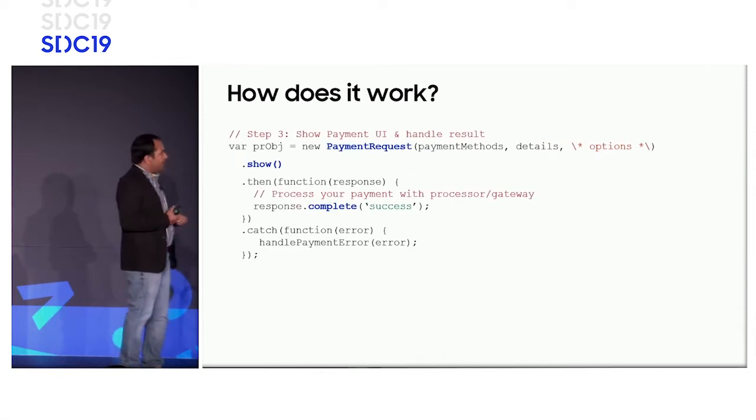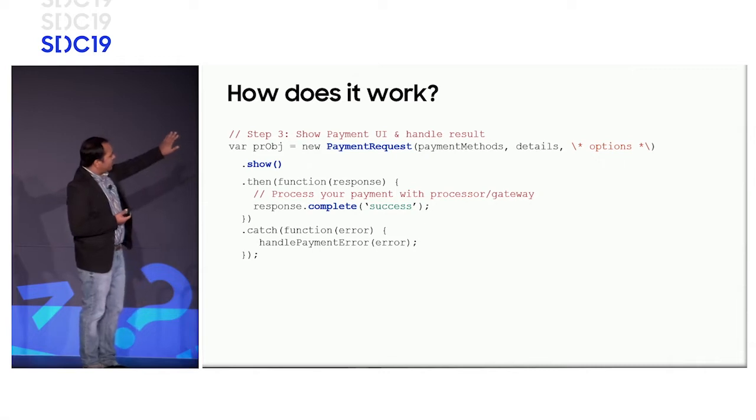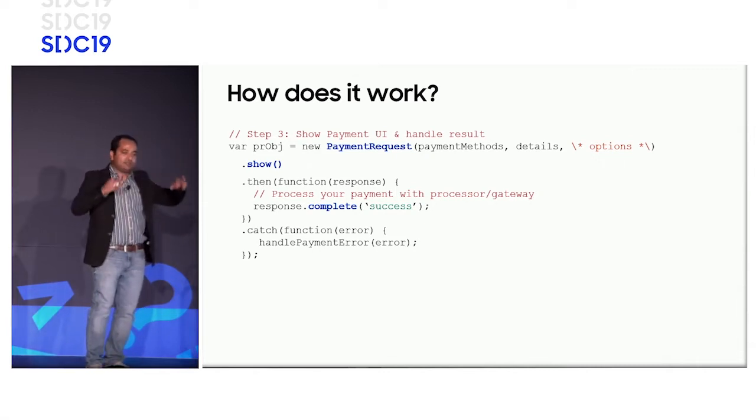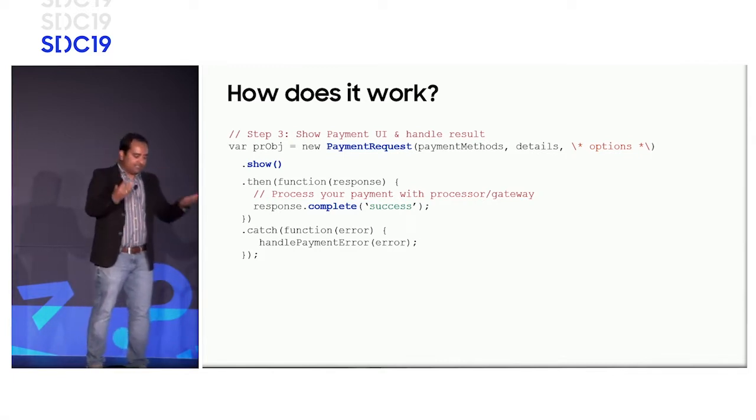you create a payment request and call show. When you call show, the user UI shows up, and the user completes the input, which they have to do one time if they're a brand new user and the browser doesn't have all this data. But once they do that, the payment is processed and the payment response is given back.